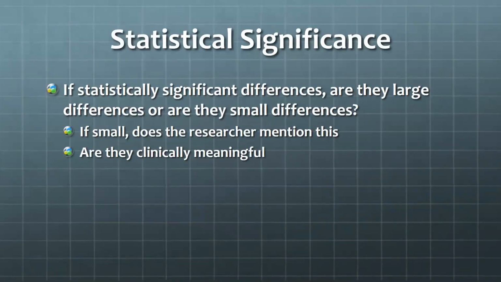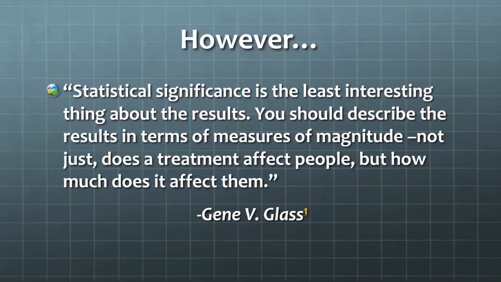Here's an important point that the general public doesn't understand, and that is that statistically significant differences are not necessarily clinically significant. So if there are small differences, does the researcher mention this, and are they clinically meaningful? Remember, when we're looking at statistics, we're still storytelling. We're just storytelling with numbers. Statistical significance is the least interesting thing about the results. This needs to be described in terms of the measure of magnitude, not just does a treatment affect people, but how much does it affect them.